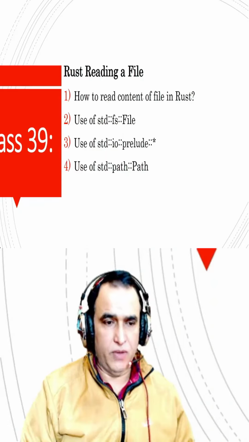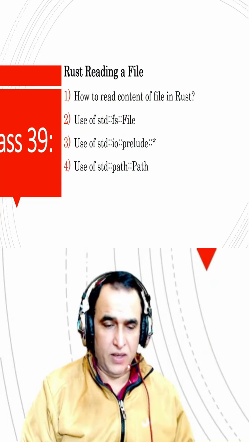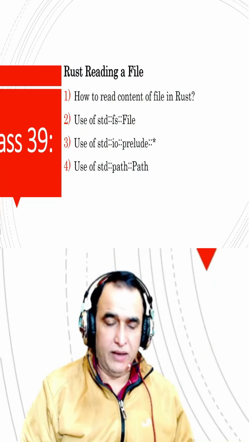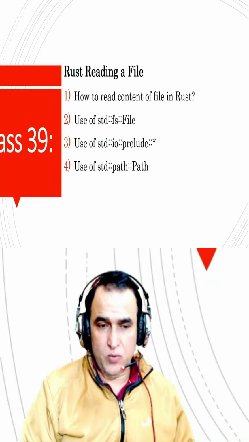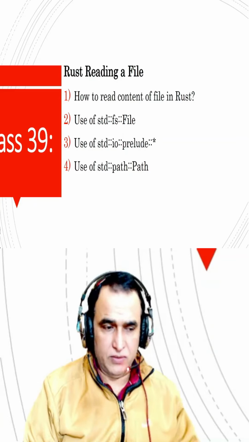In this video, we are going to learn how to read a file in Rust programming language. For reading a file, we should learn the library std::fs::File, std::io::prelude, and std::path. These libraries are required to read content of a file in Rust programming language. So we start this video, class number 39.